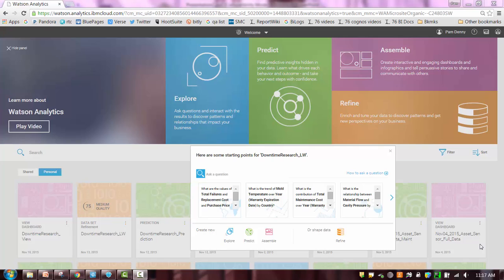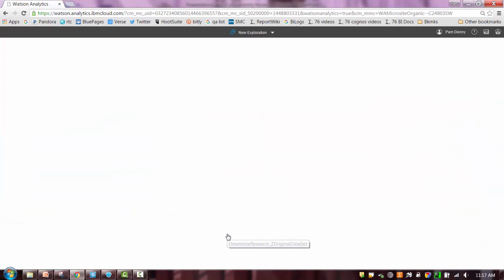Her investigation began by exporting asset and sensor data from Maximo into a CSV file. She then accessed Watson Analytics, which is a cloud based service, and imported that same CSV file into Watson. Liz is going to utilize three of the components of Watson, the Explore, Predict, and Assemble view, to gain a greater understanding of downtime. So she's going to start by opening up her CSV file in Watson's Exploration component.